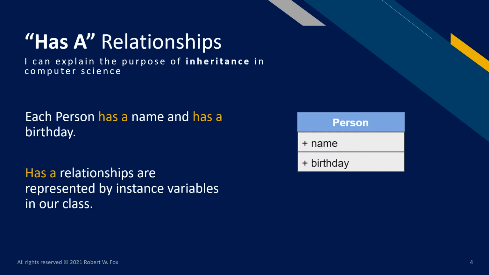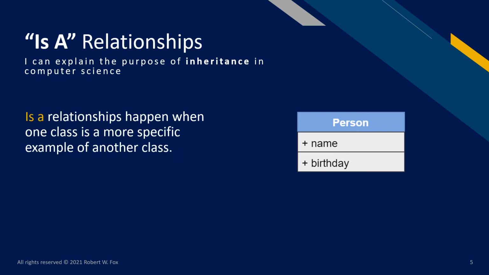In this scenario, name and birthday represent what are known as has-a relationships, in that each person has a name and each person has a birthday. And has-a relationships are always going to be represented by the instance variables of our class, right? And we've done this before. For example, we might say that a rectangle has a length and has a width because those would be instance variables in the rectangle class. Even though we haven't used the word for it, we've really dealt with has-a relationships since the beginning of this course, right? From the first time we ever saw a class, has-a relationships were a thing.